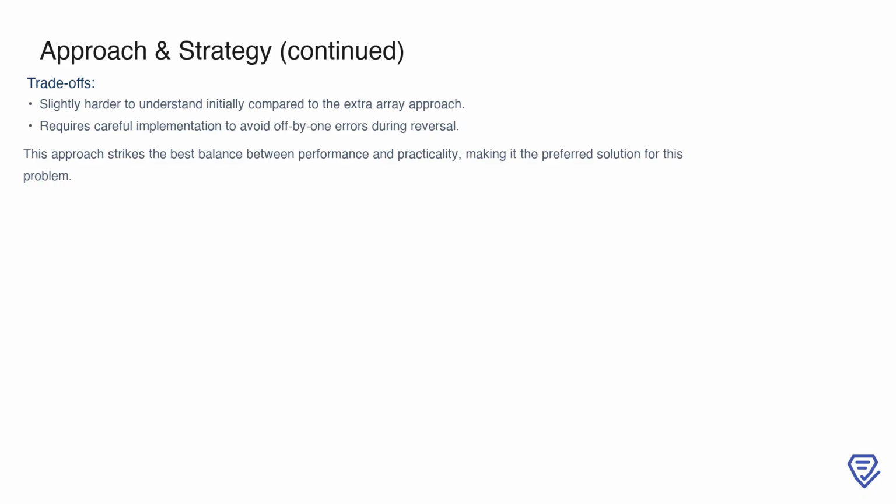Its O(n) time complexity and O(1) space complexity make it well-suited for handling large arrays efficiently, and its ability to handle any value of k gracefully ensures robustness. Overall, this strategy represents the optimal balance for solving the rotate array problem.